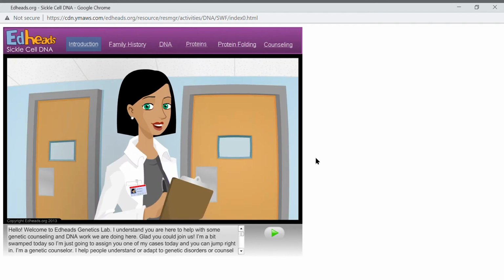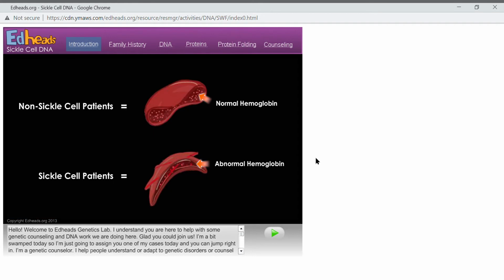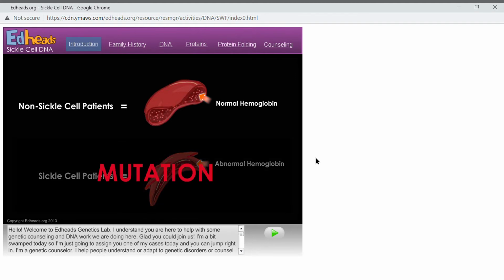This disease can be very serious and even fatal, so parents are right to be concerned about their children if this runs in their family. Hemoglobin in sickle cell patients is not normal because their DNA is different from individuals without the disease. This difference is called a mutation.